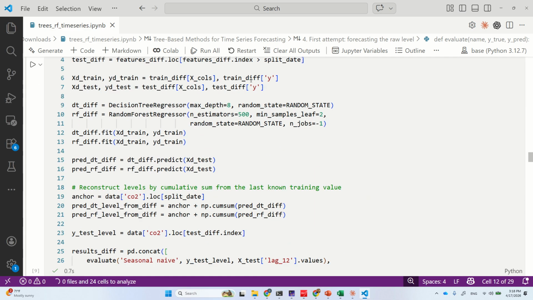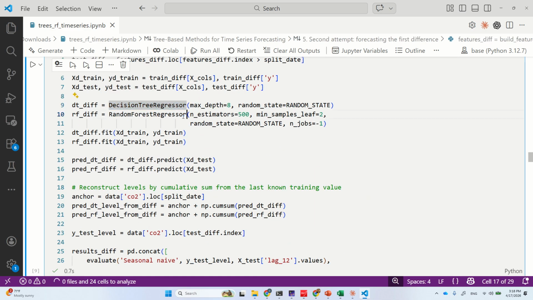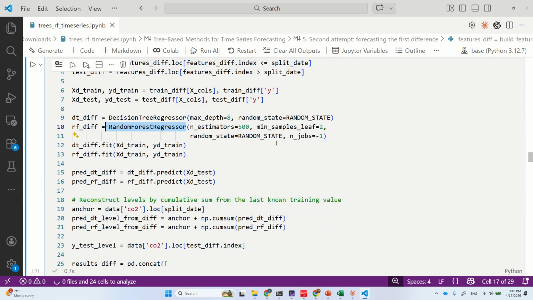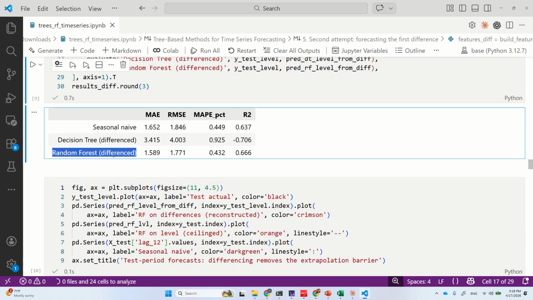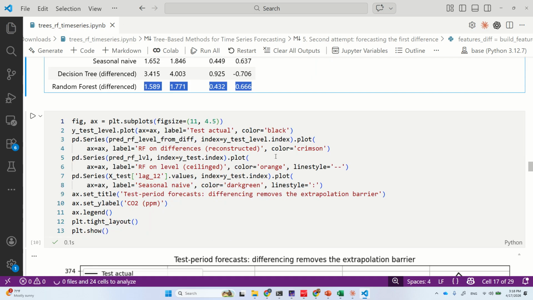All right, and now we're going to train the same models, decision tree regressor and random forest regressor, but for the difference. And for these models, especially the random forest, look, now it's better than the seasonal naive. In the previous one, seasonal naive was outperforming our models, but now with the random forest, both errors are smaller than the seasonal naive. Even the R square reflects that. In the case of the tree, it didn't improve, but in the case of the random forest, it improved. And now it's the best alternative here.